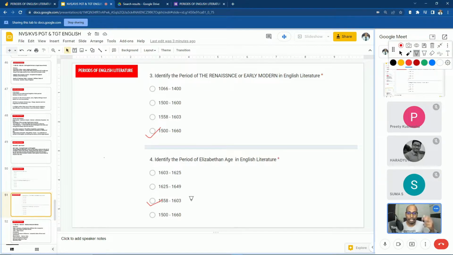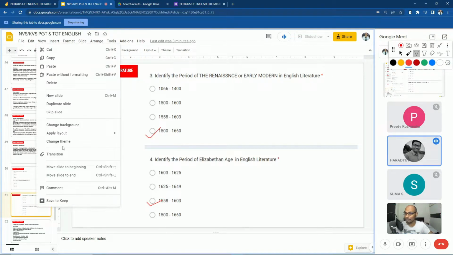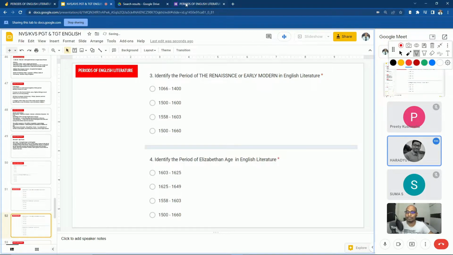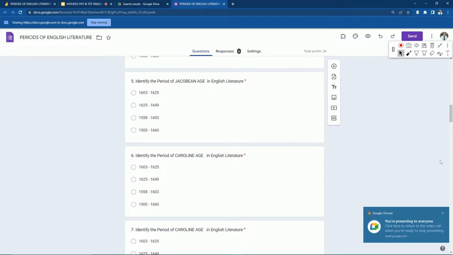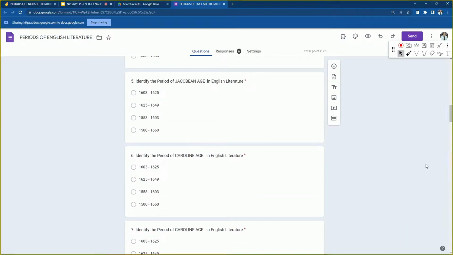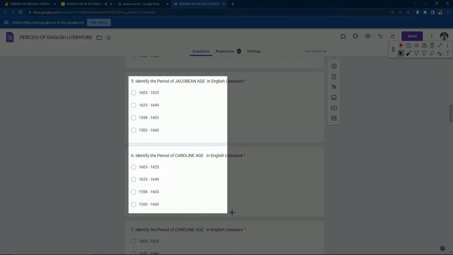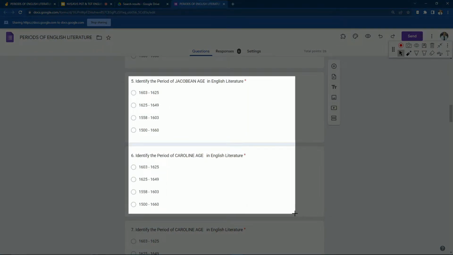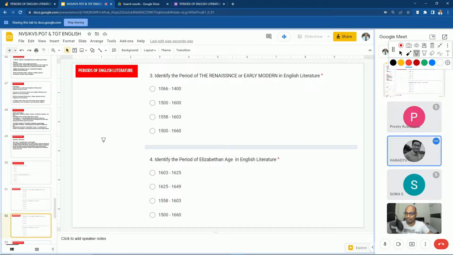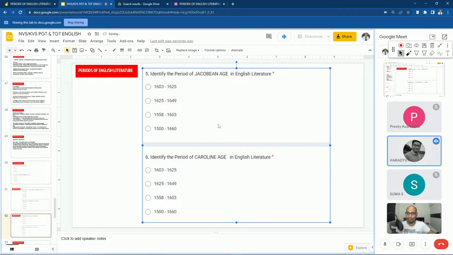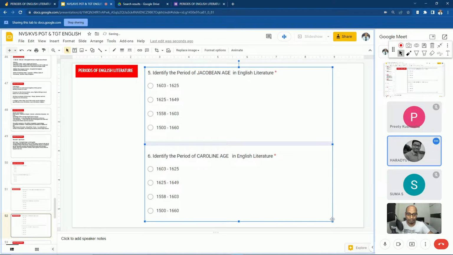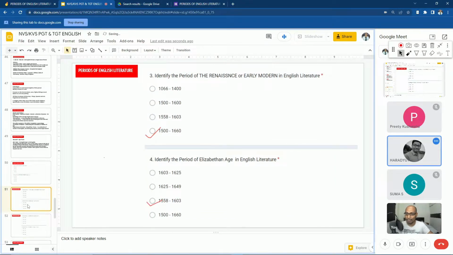Now tell me the age of Old English literature and the age of Middle English literature. Tell me the age quickly. 450 to 1000, sorry. Old English. Middle English. Tell me what the age is for Middle English. From 1066 to 1500.